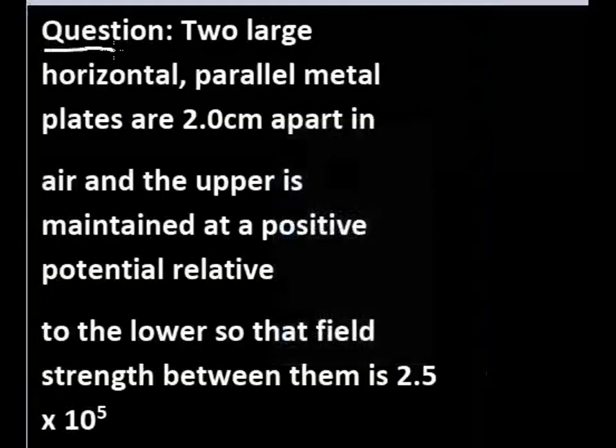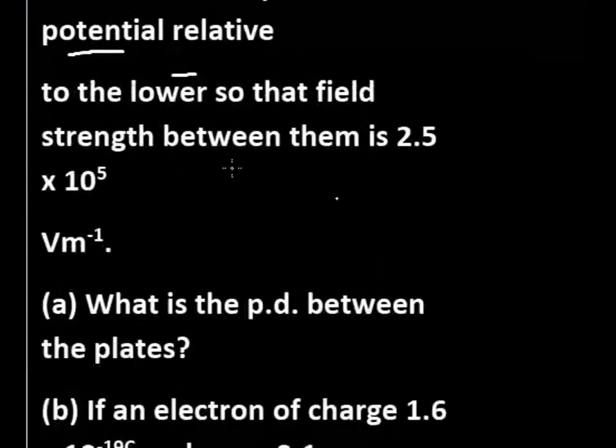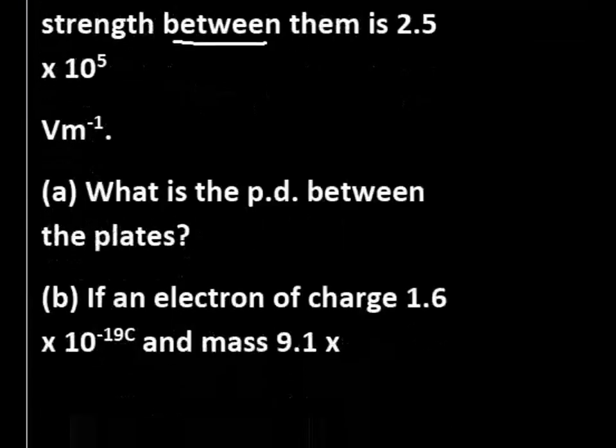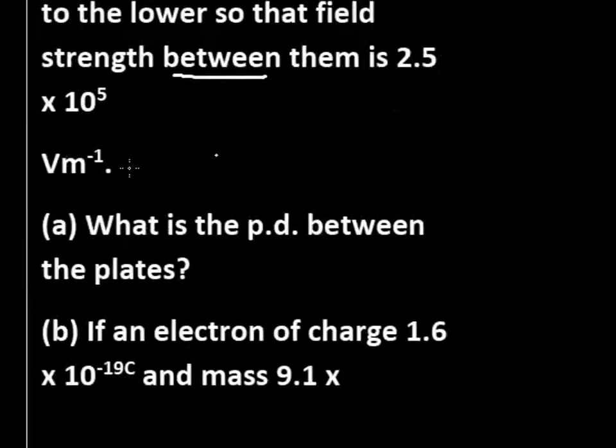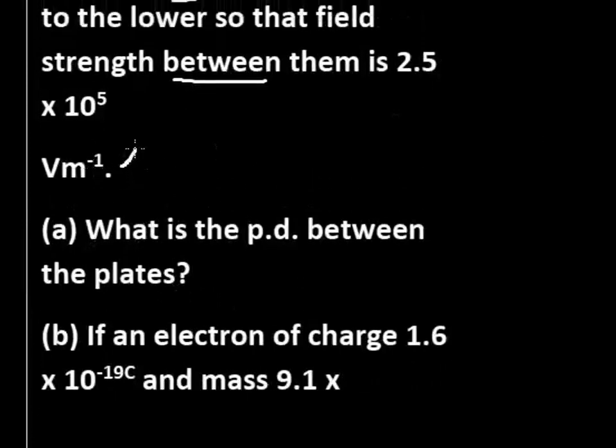So the question goes like this: two large horizontal parallel plates are 20 cm apart, so the distance between them is 20 cm, and of course it's in air. The upper plate is maintained at a positive potential relative to the lower, so that the electric field strength, which is the same as the intensity, between them is 2.5 times 10 raised to power 5 volts per meter. There's another unit of electric field intensity, volt per meter.